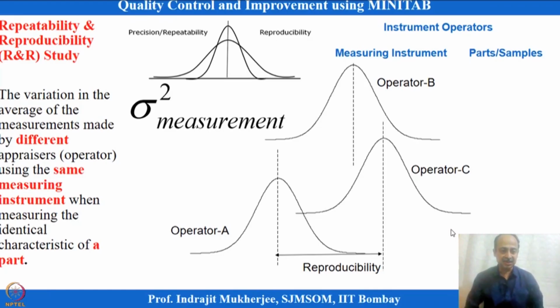Okay, they also call it a gauge R&R study. Here we are more concerned about this sigma measurement. Variation due to the measurement system can be contributed by two aspects. One is known as repeatability of the instrument and one is known as reproducibility of the instrument.